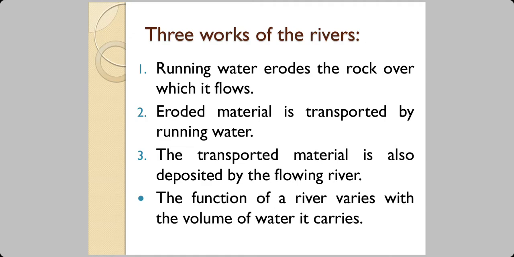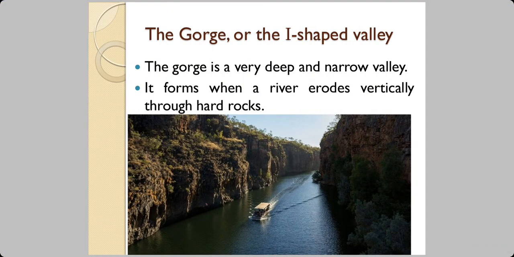because it doesn't have that much power anymore to carry that material, and in any case it has carried a lot of material over the length of the river, so this material gets deposited. Now, the function of a river varies with the volume of water it carries. Then it forms different types of valleys.